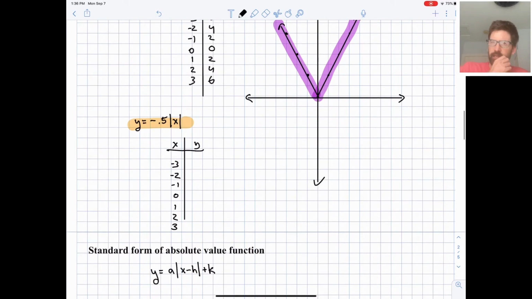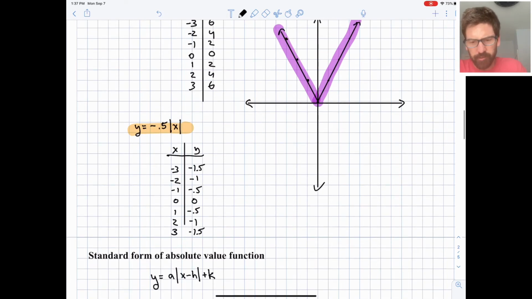Okay, so we can take the absolute value, multiply by a half, and then multiply it by a -1, or multiply by -1/2, right? So this is -1.5. This is going to be -1, -0.5, 0, and then we'll have the same symmetry we've been seeing, -1, -1.5. So we can graph these guys over here as well, -3 down 1.5, and then continue that pattern up to the origin.